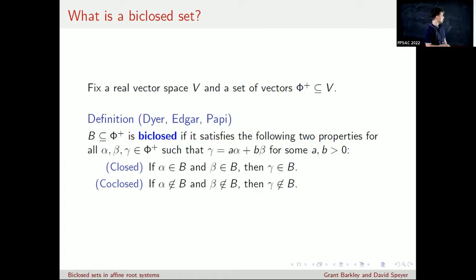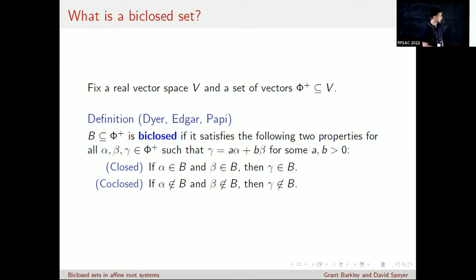Given any alpha, beta, gamma in phi plus, I'm going to call elements of phi plus roots because eventually this will be a root system. So given any three positive roots satisfying the following relation: gamma is a non-negative combination of alpha and beta, so gamma is in the span of alpha and beta, and the coefficients are positive. We're asking that they're positive, and they can be non-negative, and it doesn't change anything. Then we have two conditions. The first one is called the closed condition. If alpha is in B and beta is in B, then we ask that gamma is also in B. We could say it's closed under non-negative combinations.